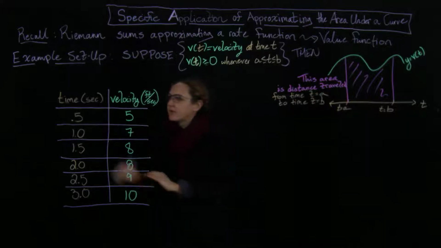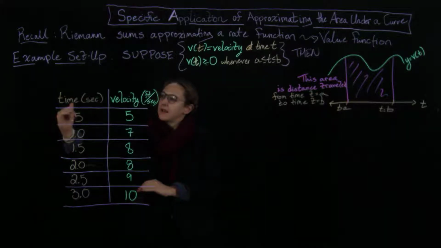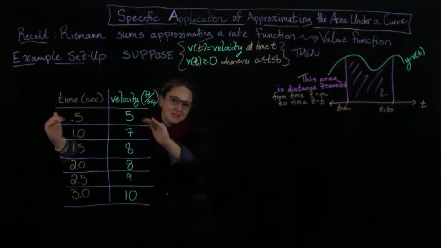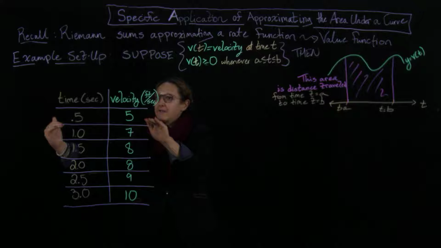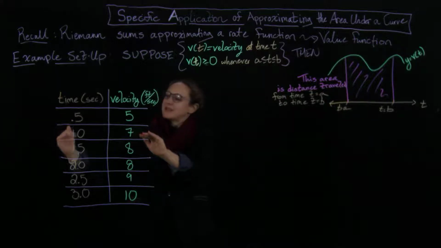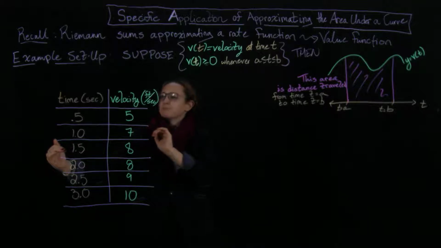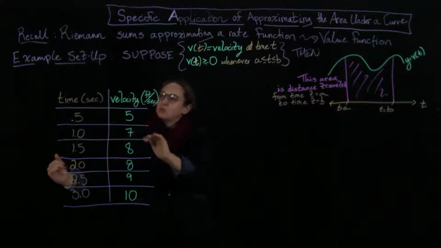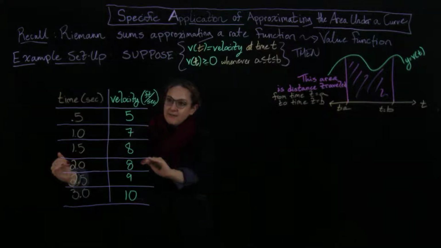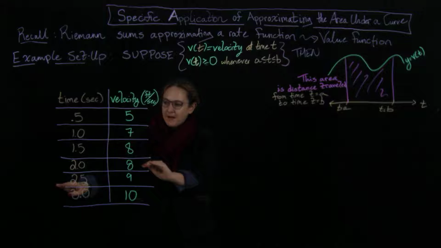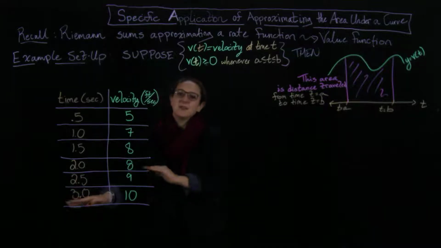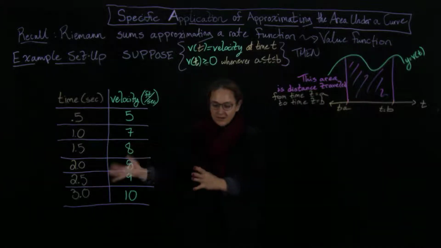So over here, we have our time values, and then after 0.5 seconds, I'm at a velocity of 5 feet per second. At 1 second, I'm at a velocity of 7 feet per second. At 1.5 seconds, I'm at a velocity of 8 feet per second. At 2 seconds, I'm at a velocity of 8 feet per second. At 2.5 seconds, I'm at a velocity of 9 feet per second, and at 3 seconds, I'm at a velocity of 10 feet per second. Okay, so that's our setup.